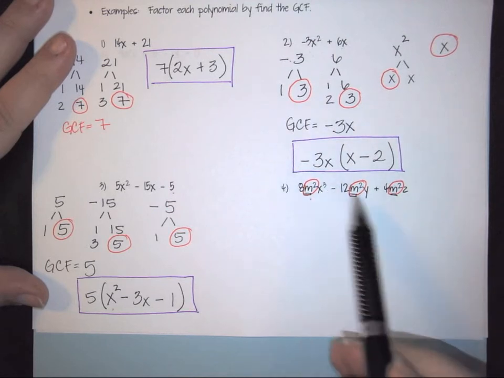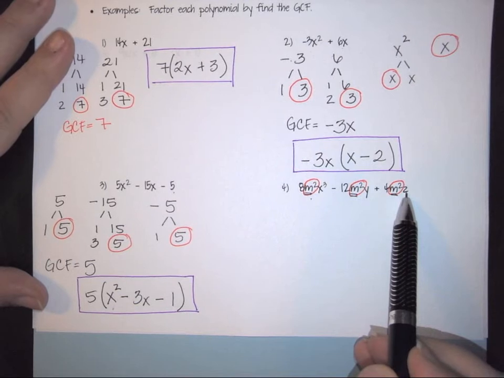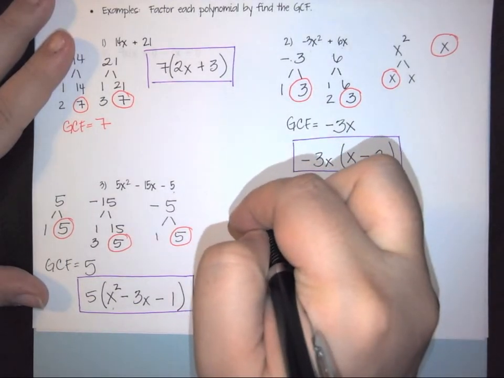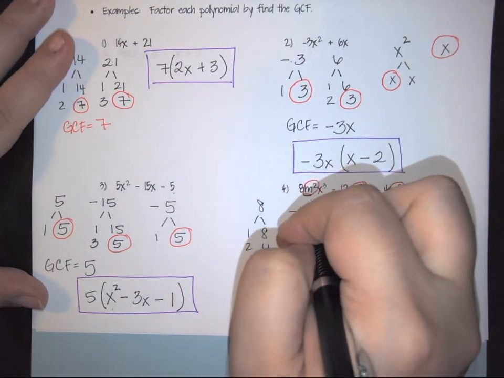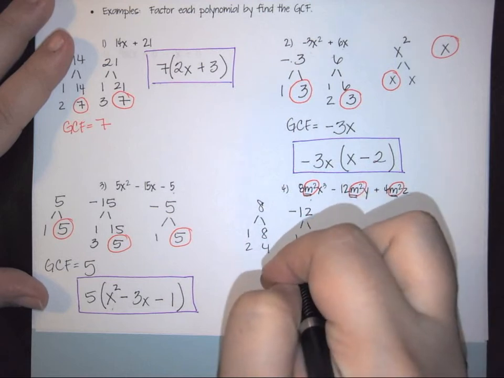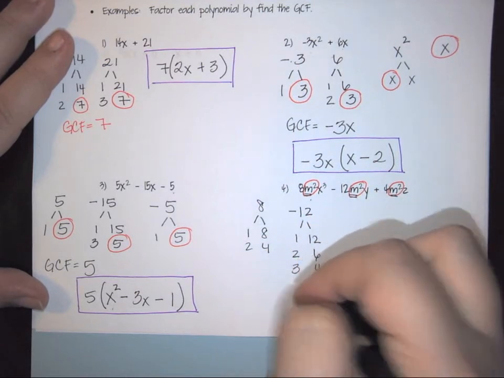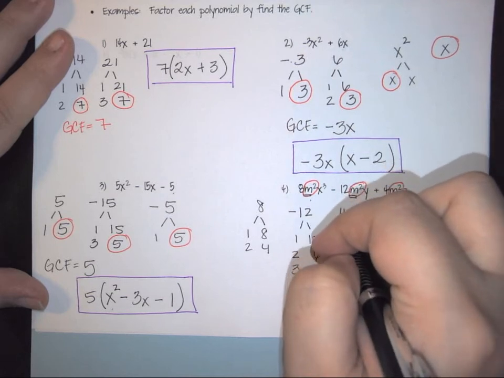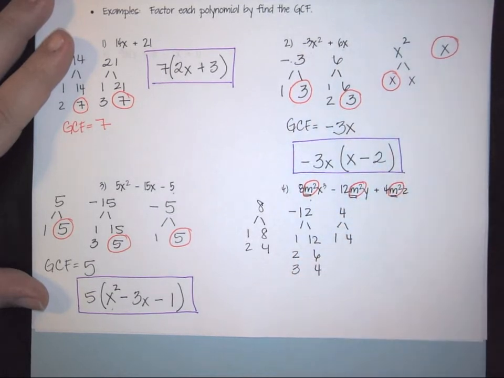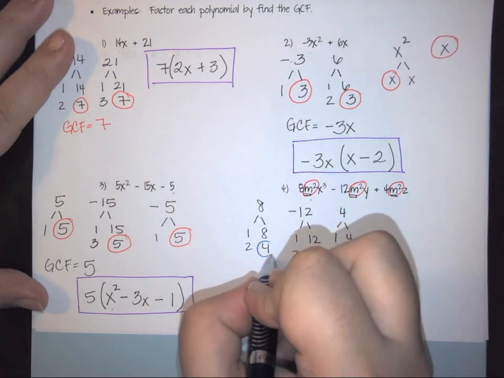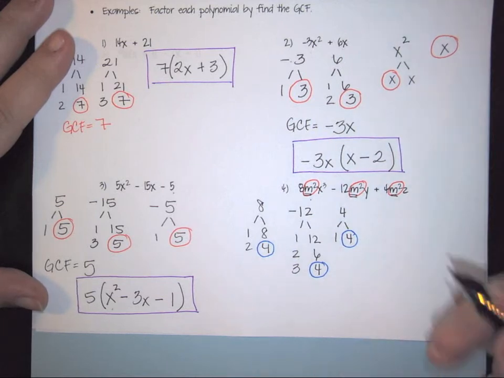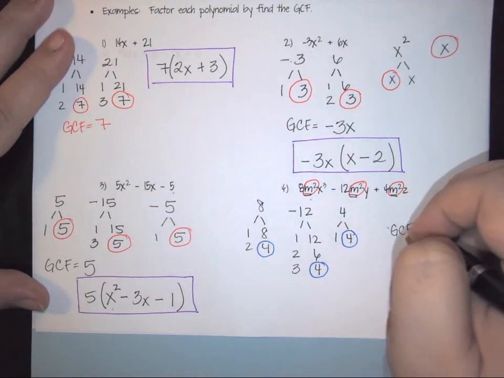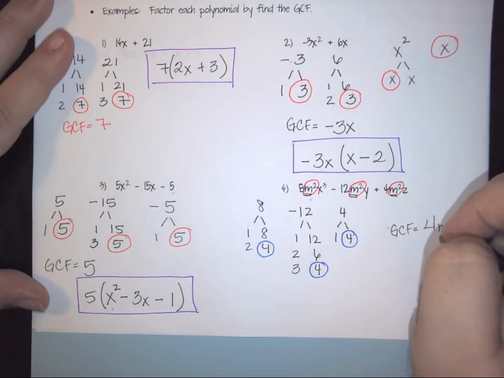Now with that, I need to know what else to pull out. So here I have an x cubed, y, and z, so I won't be pulling any other variables out, but I have this 8, which becomes 1 and 8, 2 and 4. I then have the negative 12, so 1 and 12, 2 and 6, 3 and 4. And then I have the 4, which is just 1 and 4. Again, I need to identify. So here, in all 3 of them, my greatest term is a 4. So this tells me that my GCF here is going to be 4m squared.